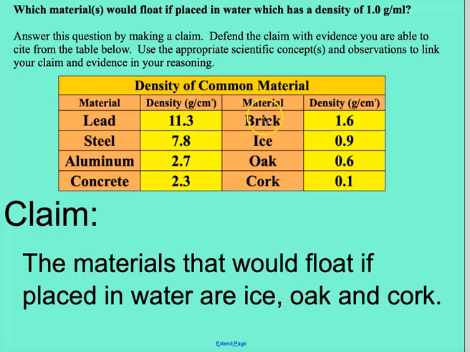And some people would argue, well, it says right here which materials would float. So I said ice, oak, and cork. Well, it's not detailed enough. That would be a developing claim. But this would be a proficient claim. Now, I'm not going to go into any detail how you can make this advanced, because I want you to try and figure that out, see if you truly are advanced.